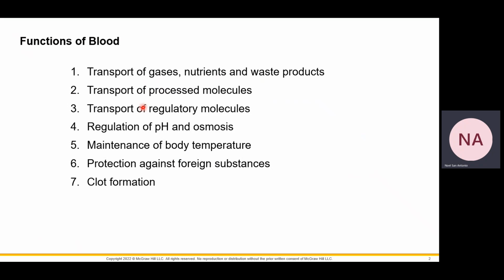It also transports processed molecules, transport of regulatory molecules, regulation of the pH of the body and osmosis, maintenance of body temperature, protection against foreign substances, and lastly, clot formation. So we will be discussing the details of some of those functions for this session.